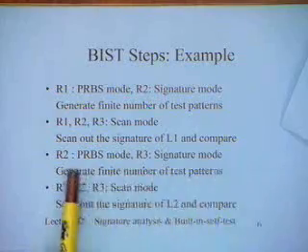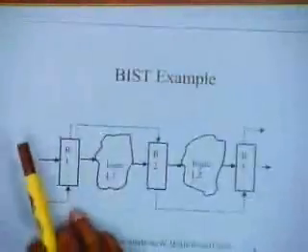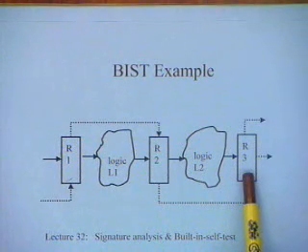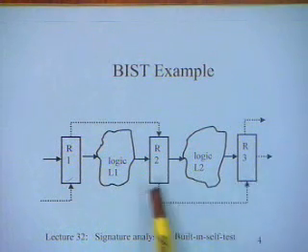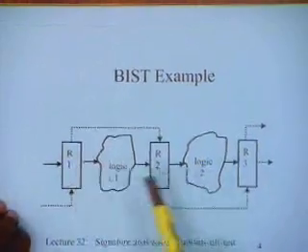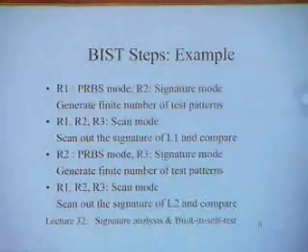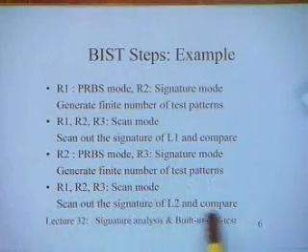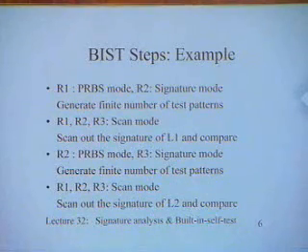Once I have done it, now I put R2 in the PRBS mode and R3 in the signature mode. With R2 PRBS and R3 signature, again I apply the generate finite number of test patterns, and then put R1, R2, R3 all in the scan mode and scan out the signature of L2 and compare.